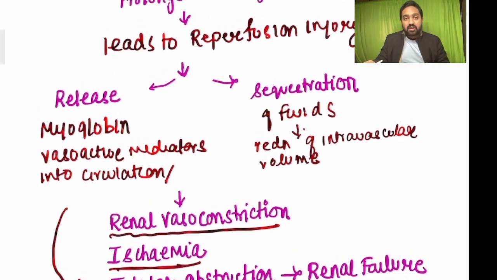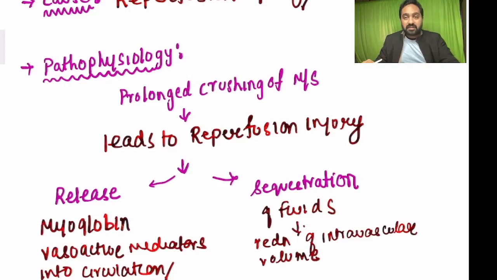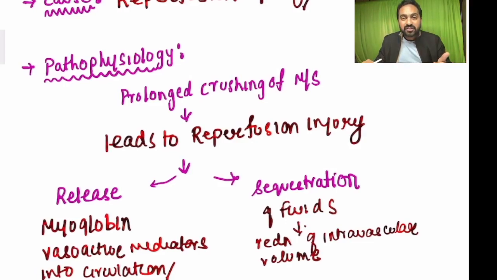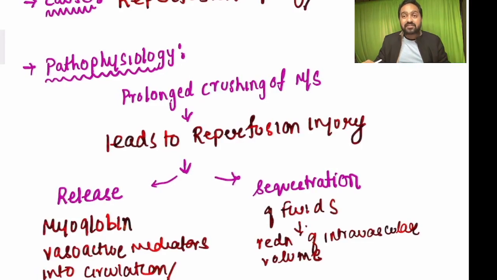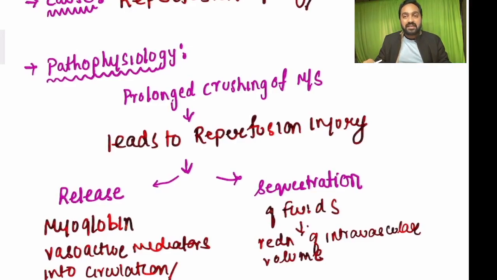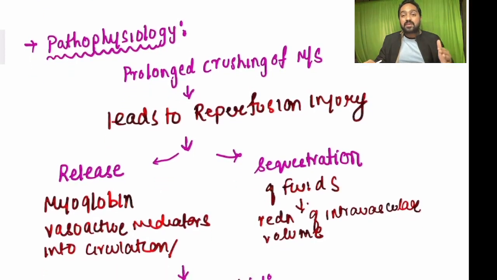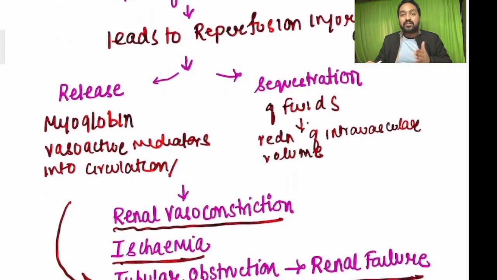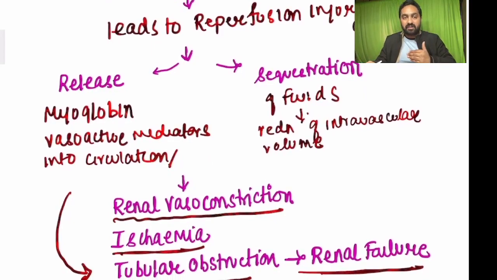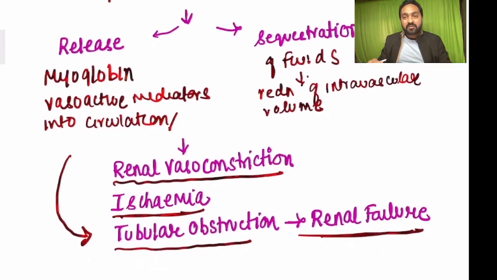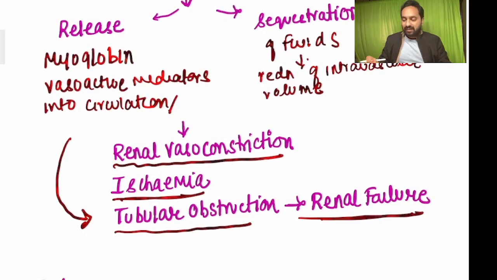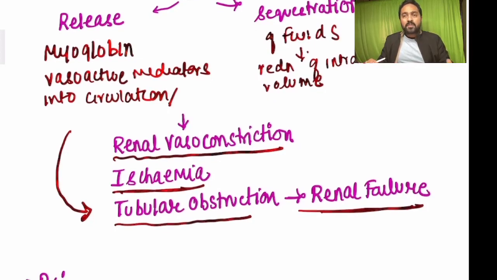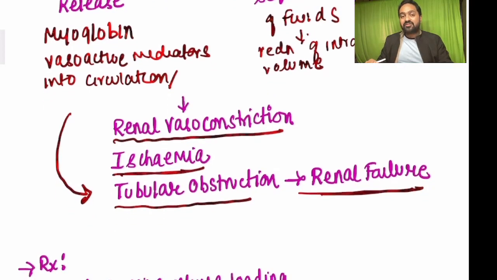right? So there is a prolonged crushing of the muscle, which leads to reperfusion injury, causing the release of myoglobin and vasoactive mediators into circulation and sequestration of fluids, reducing the intravascular volume, leading to renal vasoconstriction and ischemia. And the release of the myoglobin and the various vasoactive mediators is going to cause tubular obstruction and eventually lead to renal failure, right? So what would be your treatment in such cases?